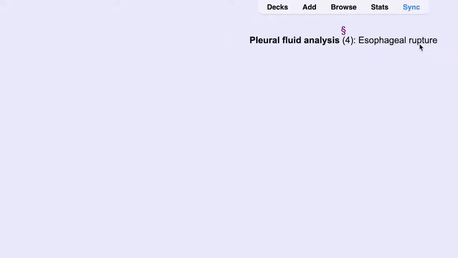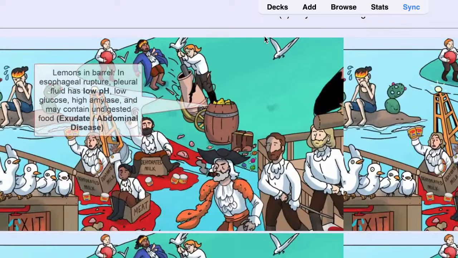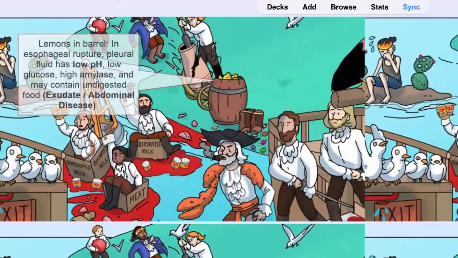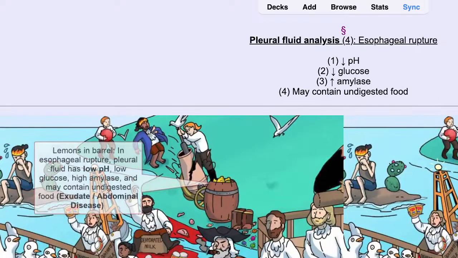Never mind. Pleural fluid analysis of esophageal rupture. Normal? Nothing really spectacular, I'm assuming. Okay, never mind, they had the low pH. At a low pH, you get a low glucose. Amylase, for some random reason, is high, like the dog's salivating. You might have undigested food because there is some food going through from there. That would be weird, that would be insane.